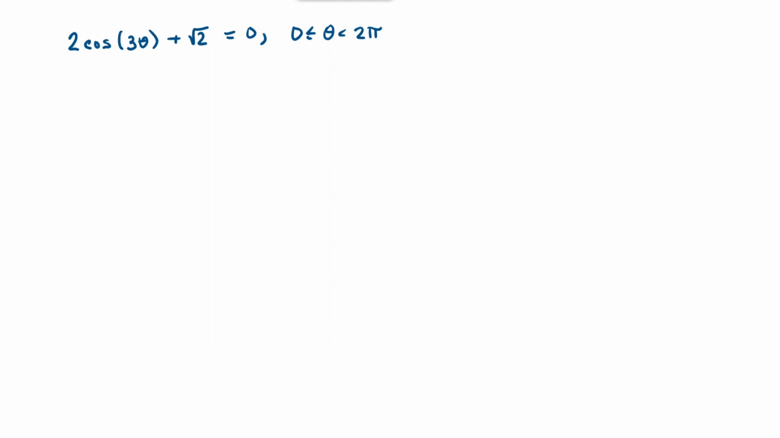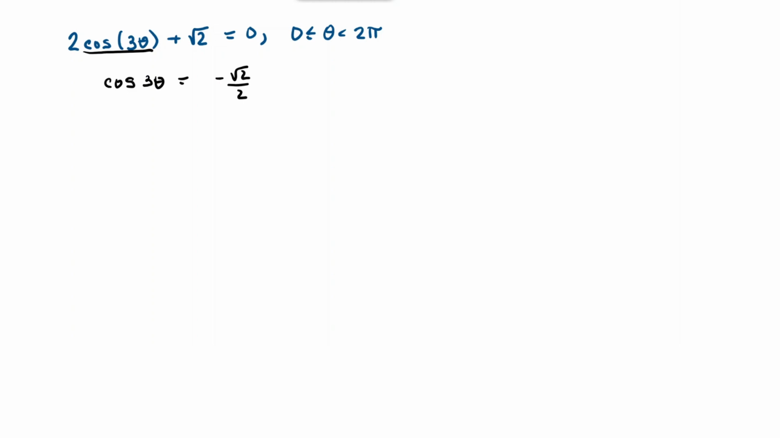So first step to solving any of these trigonometric equations, notice that we have one trigonometric term, so we are going to isolate it to one side. So we have cosine of 3 theta is equal to negative square root 2 over 2. And this is good news because notice that this is one of the special values of cosine from the unit circle. So we're going to be able to find exact solutions here.